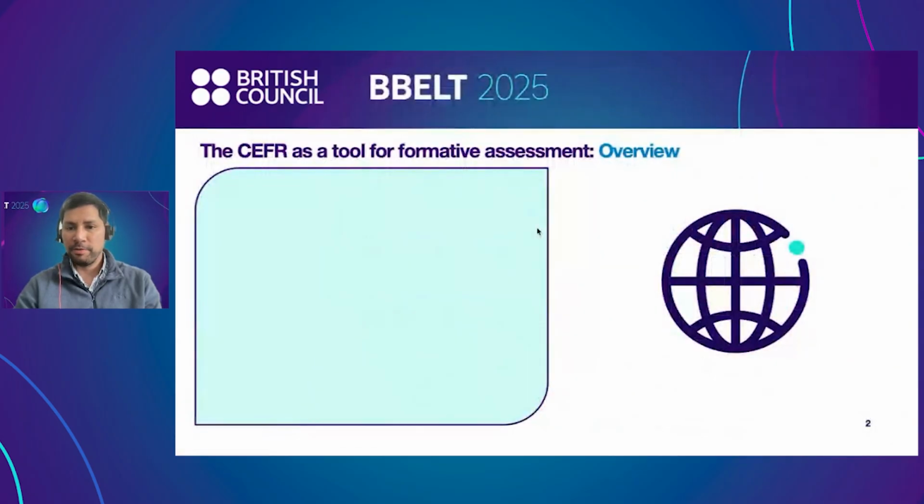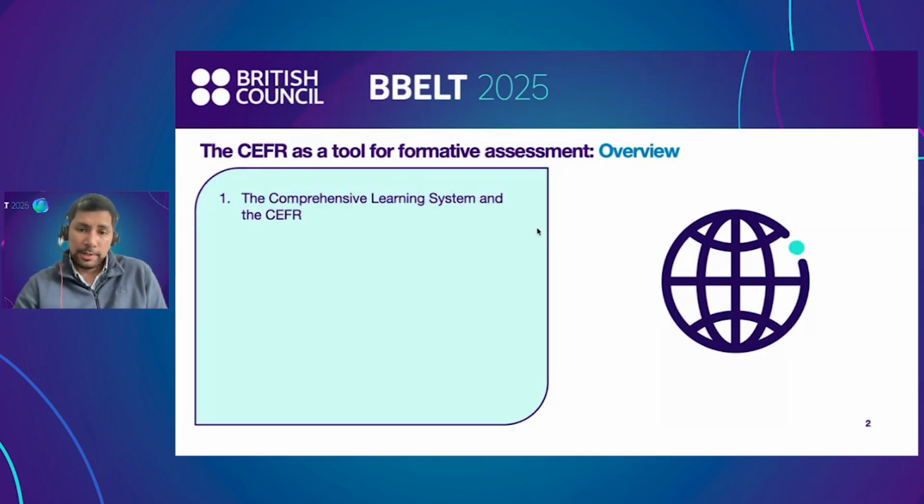Right, so here's an overview of the session. First, I'm going to briefly describe Barry O'Sullivan's comprehensive learning system so that we can see the role of assessment in relation to other core elements of an education system. I'll also explain the role that frameworks or standards like the CEFR can play in such systems.